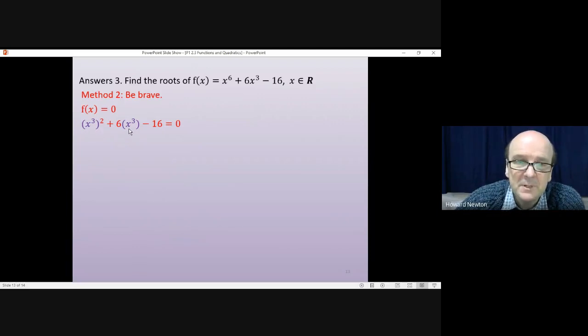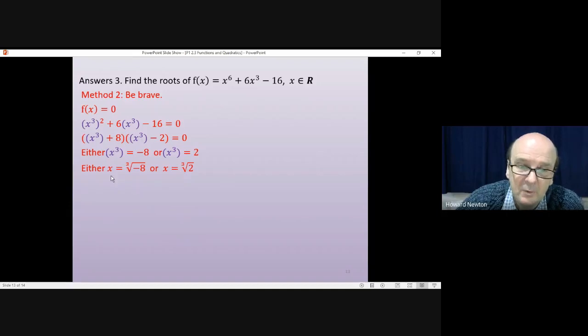Now, the x cubed in purple is the variable there, and you just treat it like you would have treated y in the previous question. So factorizing it, you get x cubed plus 8 and x cubed minus 2 in the brackets. That means either x cubed is minus 8 or x cubed is 2. Same as before now, that gives you the cube root of minus 8, the cube root of 2, which is minus 2 or the cube root of 2.